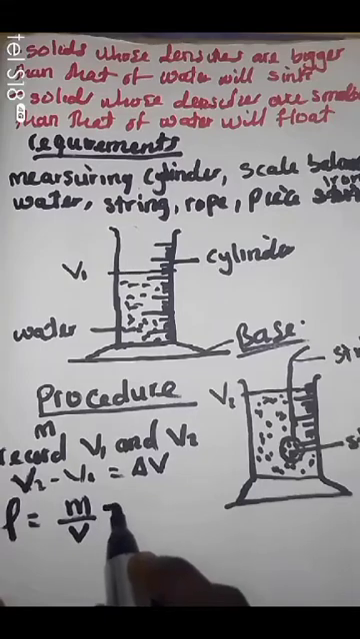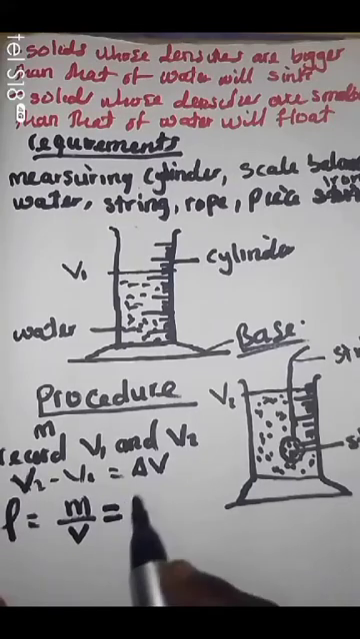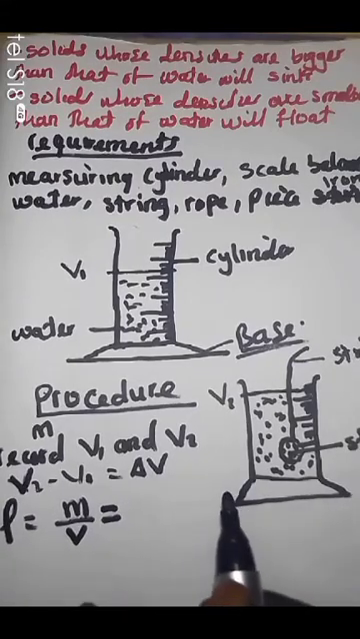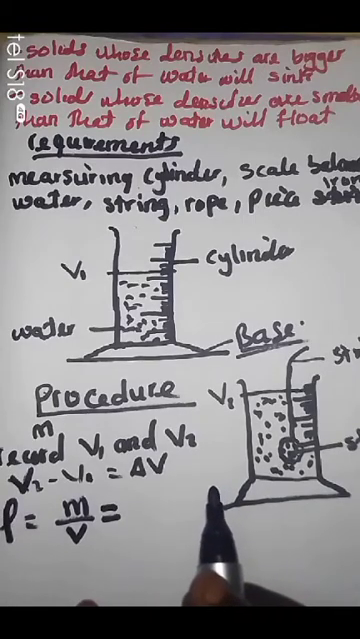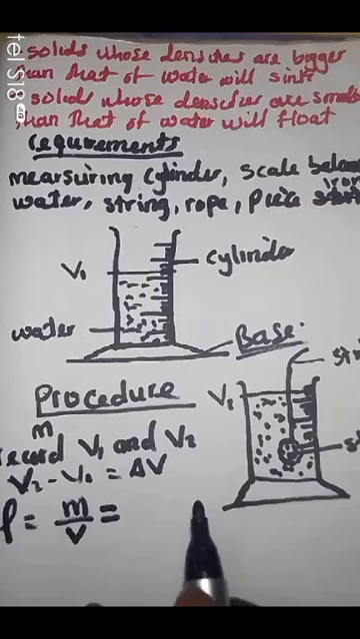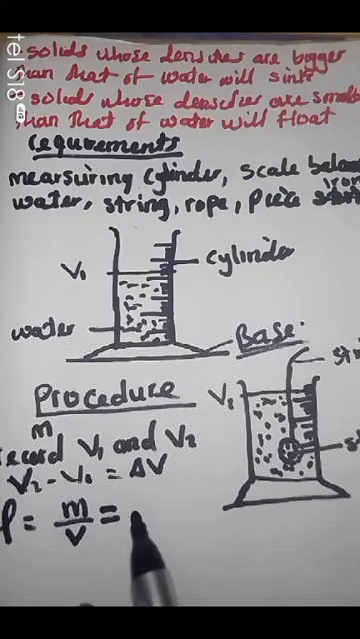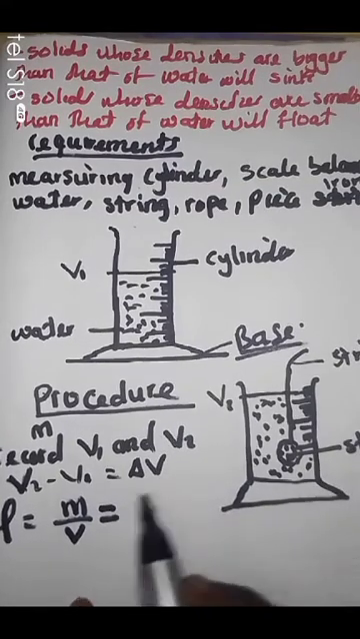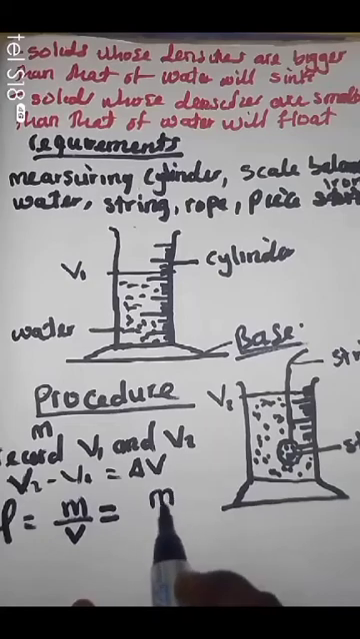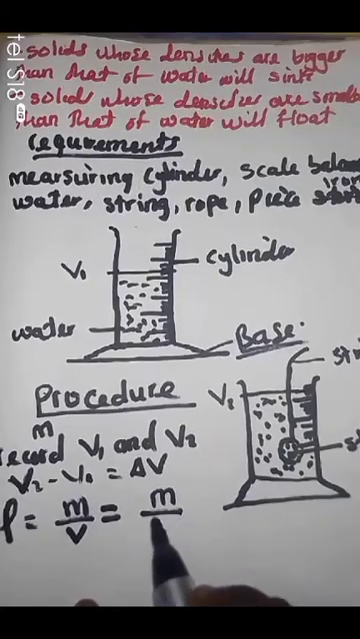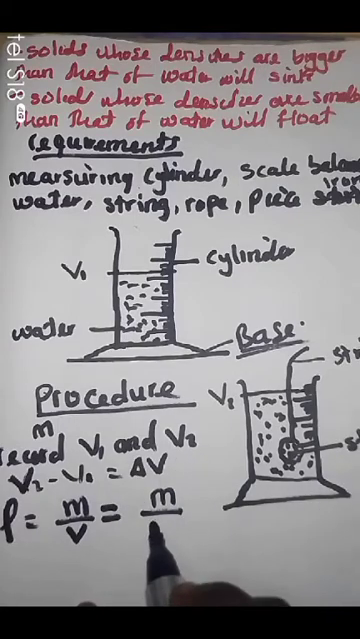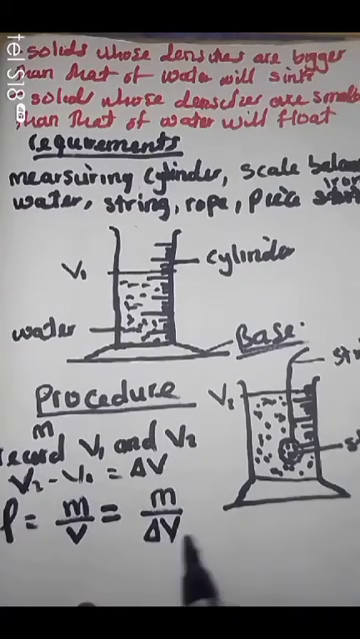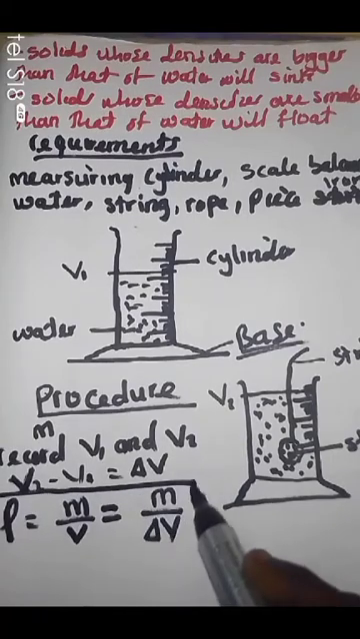And the mass is what you got initially, because initially we placed the stone on a scale balance, and we measured and got the mass of the stone, and we called that m. So the density now is going to be m all over the change in volume, not V1 or V2, but V2 minus V1, which is delta V. So this is how we can get the density of the stone.